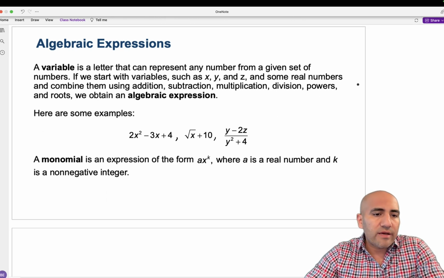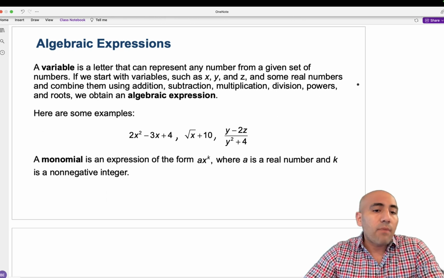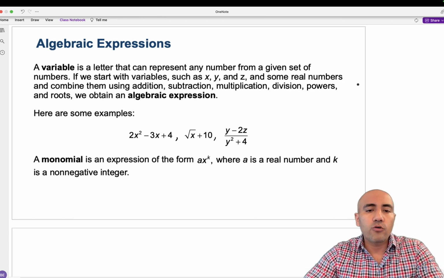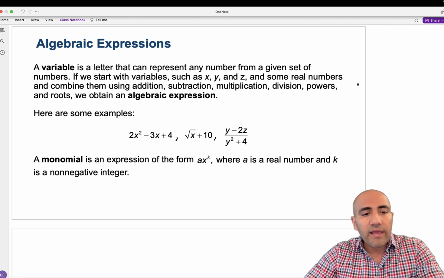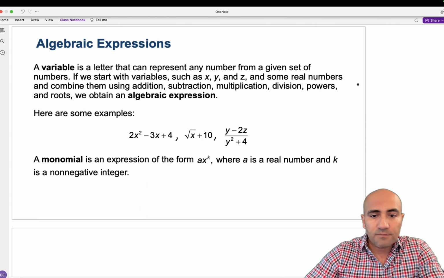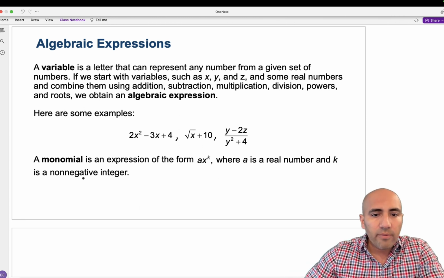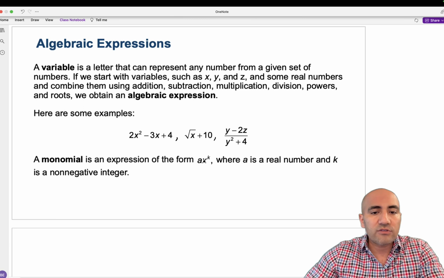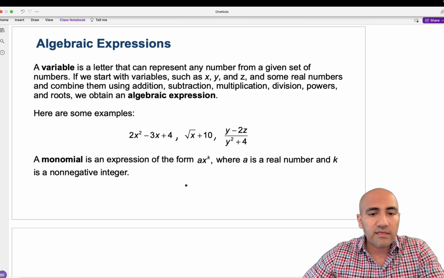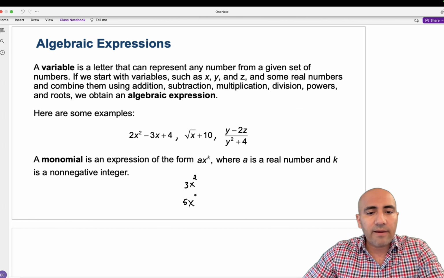So in particular, we care about something called monomials. A monomial is an expression of the form a times x to the k power, where a is a real number and k is a non-negative integer. I know there's a lot of letters there, but let's look at examples that fit this particular form, ax to the k. So for example, if we had 3x to the power of 2, this would fit this form where the a is a 3 and the k is a 2. Or say 5x to the power of 7. That would be another example.